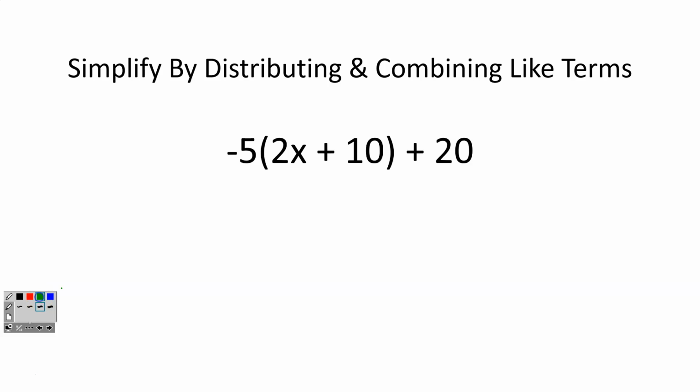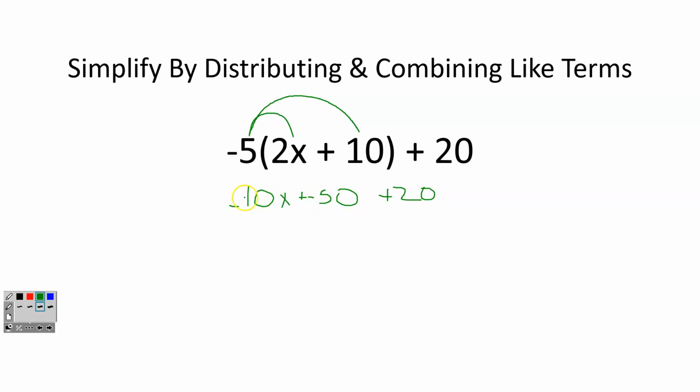So now we have to do distributing and combining like terms. We're going to start with parentheses first. -5 times 2x gives me -10x. -5 times 10 would give me a -50. And I'm not going to do my rainbow to this 20 because it's outside my parentheses, so I'm just going to bring it down.